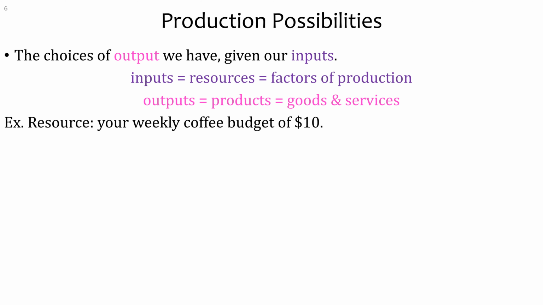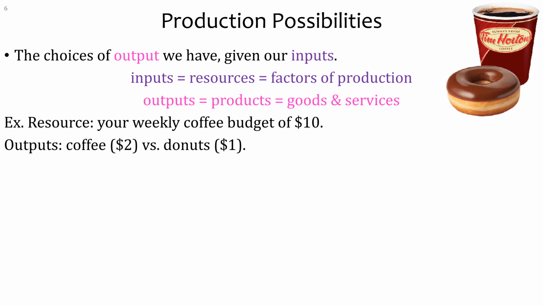All right, so let's look at an example. Let's say you have $10 per week to spend on coffee. That's your allowance. That's your budget for coffee. And you have two choices. You can buy either coffee or donuts. Coffee costs $2 per cup, and a donut is $1 each. Okay, so you have to decide what your possibilities are.